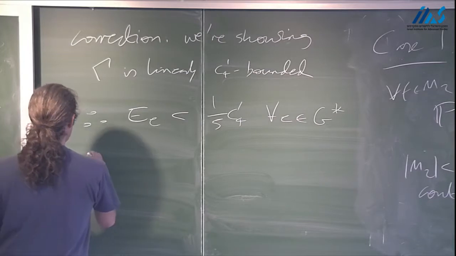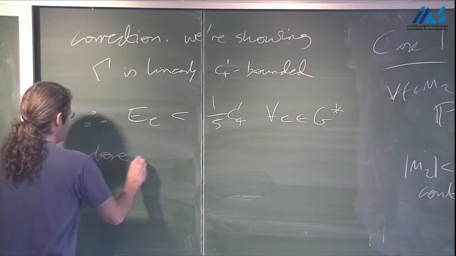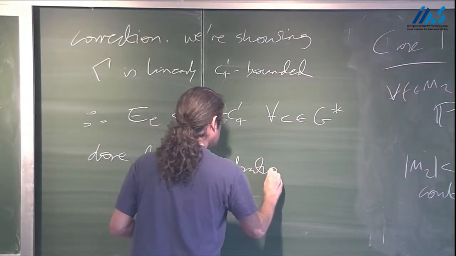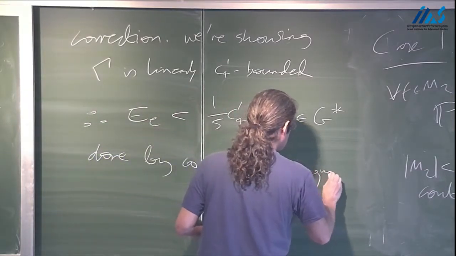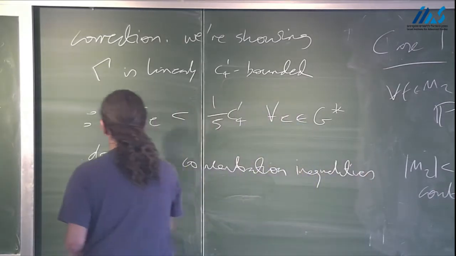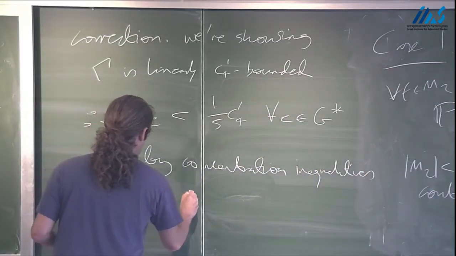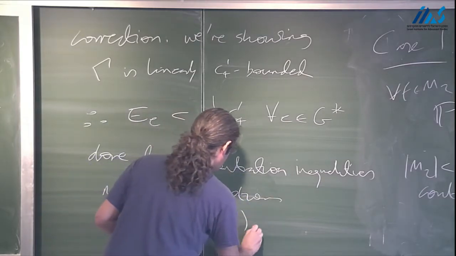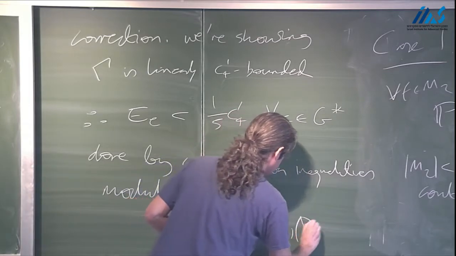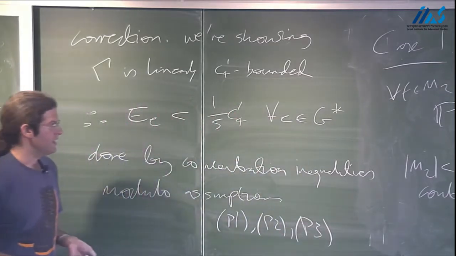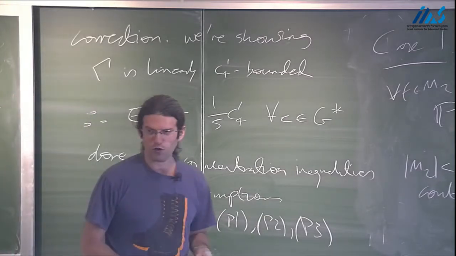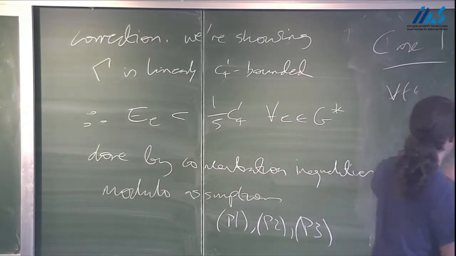So what shall I say? So now, done by concentration inequalities, modulo assumptions P1, P2, and P3. Okay, so this is what I said was part one. So not a lot of time for part two, but just briefly, what are we going to do?